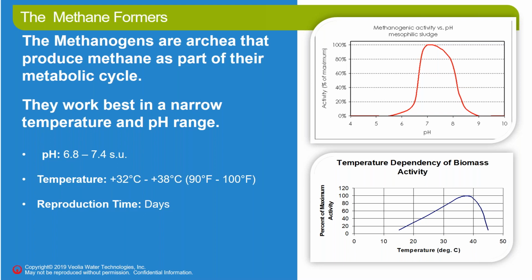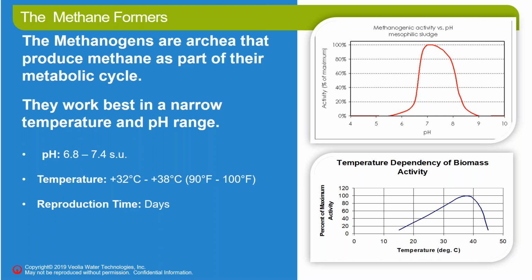So if you're trying to make your reactor work at a pH range outside of about neutral, you're going to need a lot more sludge to make up for the fact that the methane formers cannot work as well at those pHs.